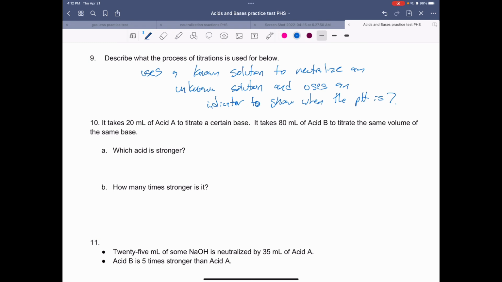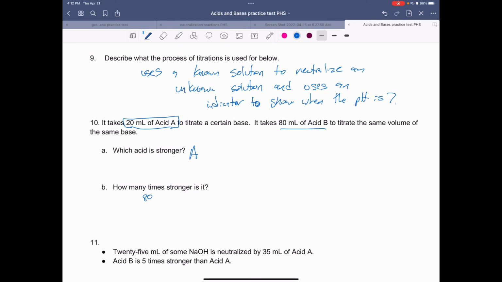All right. It takes 20 milliliters of acid A to titrate a certain base. It takes 80 of acid B to titrate the same base. Which acid is stronger? Okay. So notice that it takes way less acid A to titrate that base, which means that acid must be way stronger, right? Because it doesn't take very much acid A to completely neutralize it. And then if you're using the same base, it takes a ton of acid B, which means that acid B is probably pretty weak.